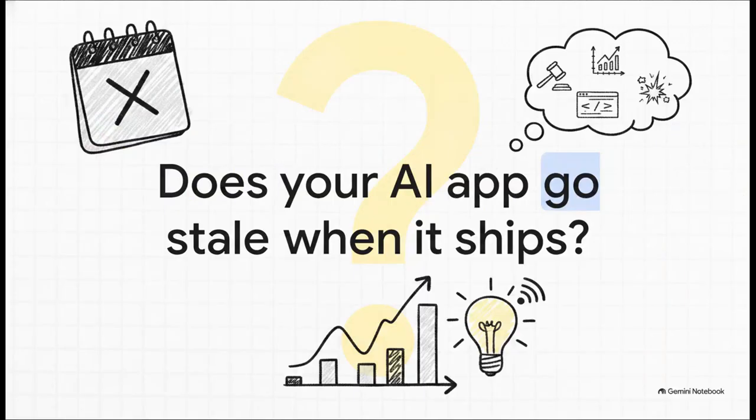Think about this for a second. Does your AI app go completely stale the literal minute it ships? It's a huge pain point for developers. Because models have a hard training data cutoff date, the second a user asks about yesterday's earnings report, a sudden regulatory update, or breaking code changes, you're usually stuck serving up outdated information, or worse, hallucinated answers. Your users expect today's facts, but your model is trapped in the past.